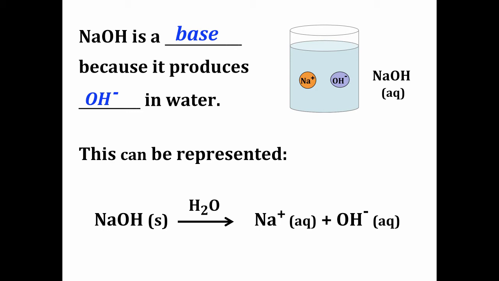And in general, anything that makes hydroxide ions in water is a base, and it will also have basic characteristics. It'll have somewhat of a bitter taste, it'll have a high pH, it turns litmus paper blue, those sorts of things.